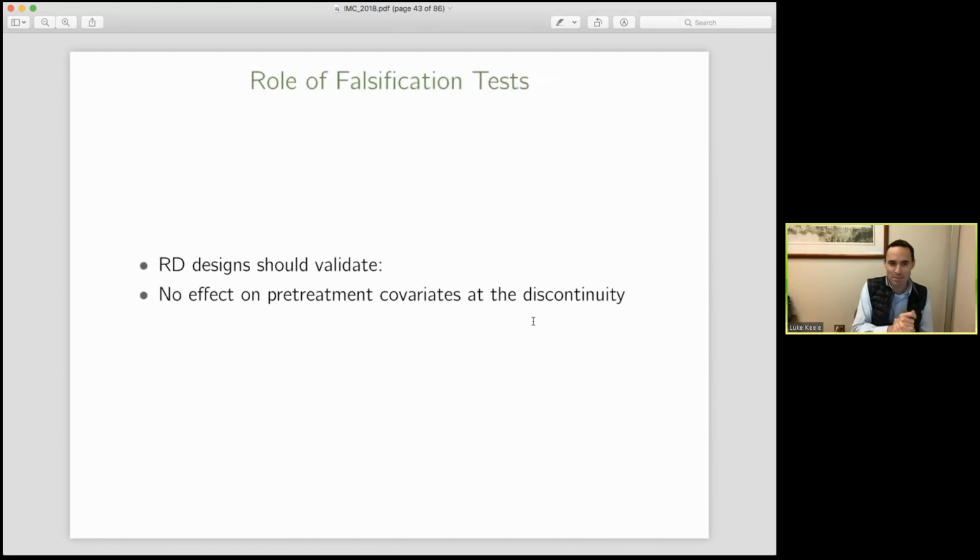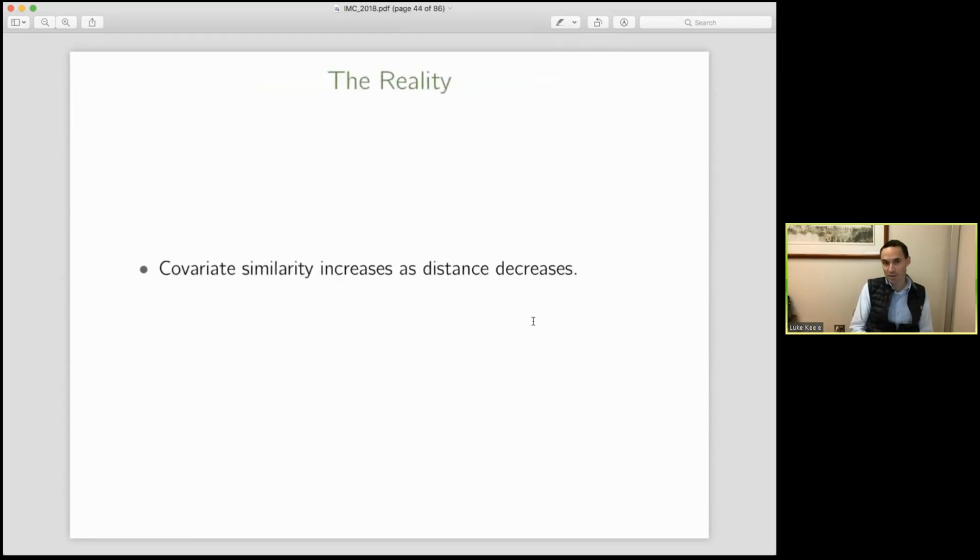The other thing is that RD designs, as I said, one of their strengths is that they should validate, so to speak, as a set of falsification tests. One thing that's standard advice to do is to take pre-treatment covariates and then run the RD model on all those covariates, and you shouldn't find any difference. That is, if people are truly similar just above and below, you should find that their characteristics are essentially the same just above and below this kind of cutoff. What we have found with alarming regularity is that if you look at baseline covariates and you see how they change as you get closer to, say, a state or city border, they too tend to get more similar.